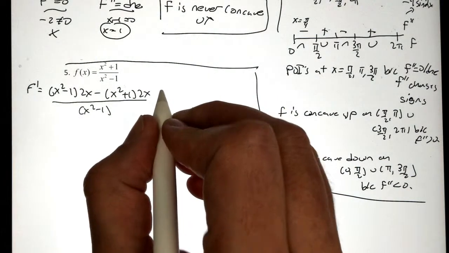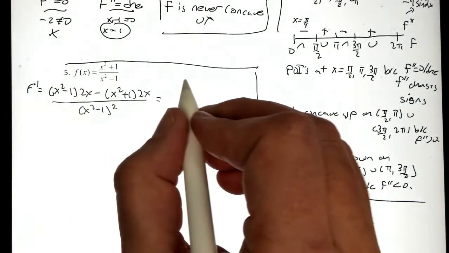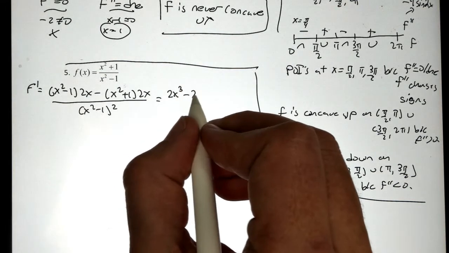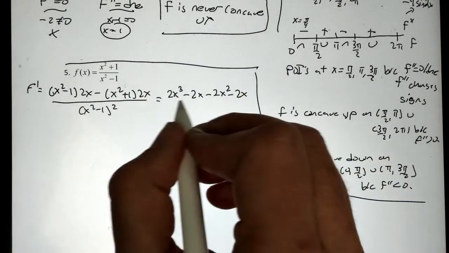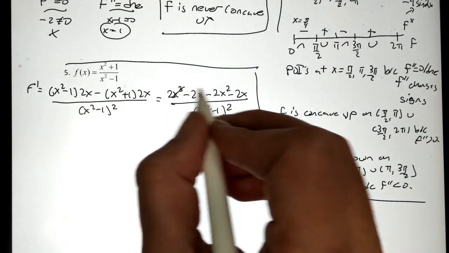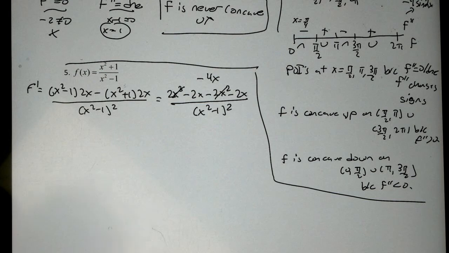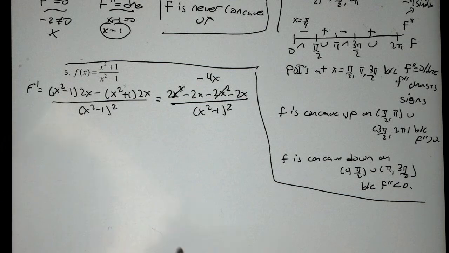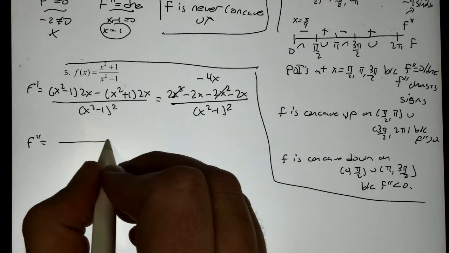Now, I am going to do a couple of things here. One, I am going to distribute. And if I distribute, that becomes 2x cubed minus 2x minus 2x cubed minus 2x, all over this x squared minus 1, squared. Cancel, cancel, and I get negative 4x on top. All right, that's not so bad. Now, if I'm looking for the first derivative, that's a nice one to do. Let's take a look at our second derivative. Quotient rule. Low.